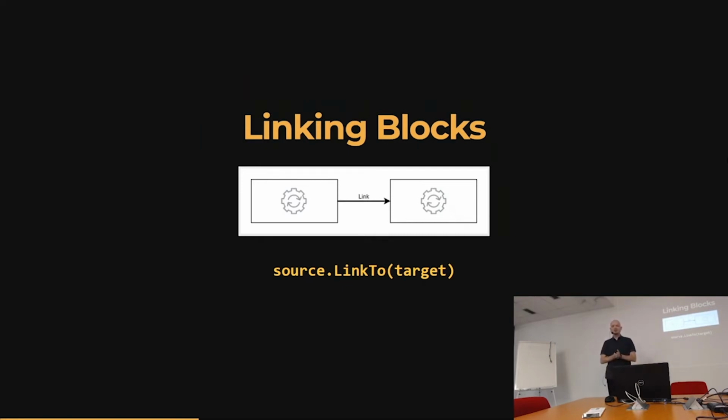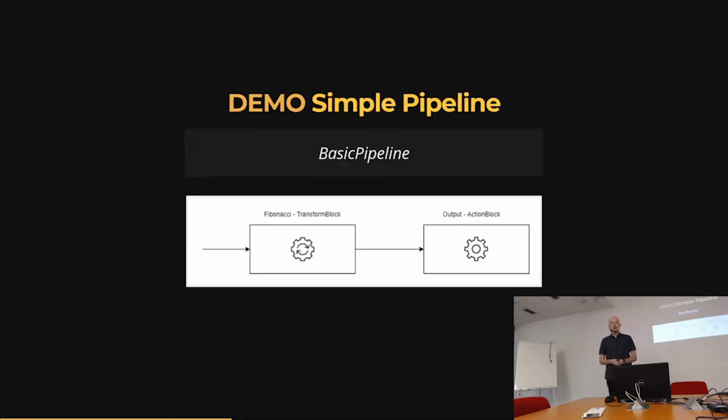For example, they might disconnect after a number of messages go through the connection, or you might specify a filter. So only some messages will be able to go through this link to the next block. Now I would like to show you a really simple pipeline where we can see the TPL Dataflow in action.